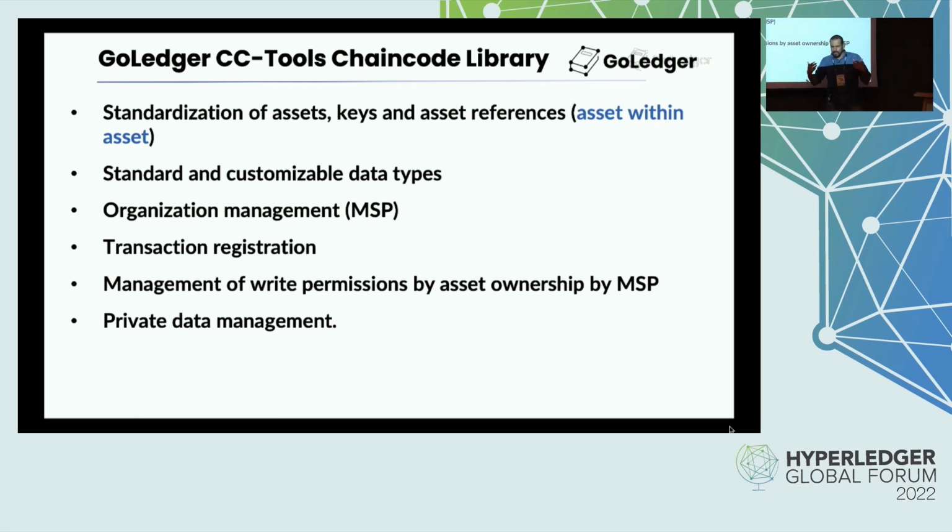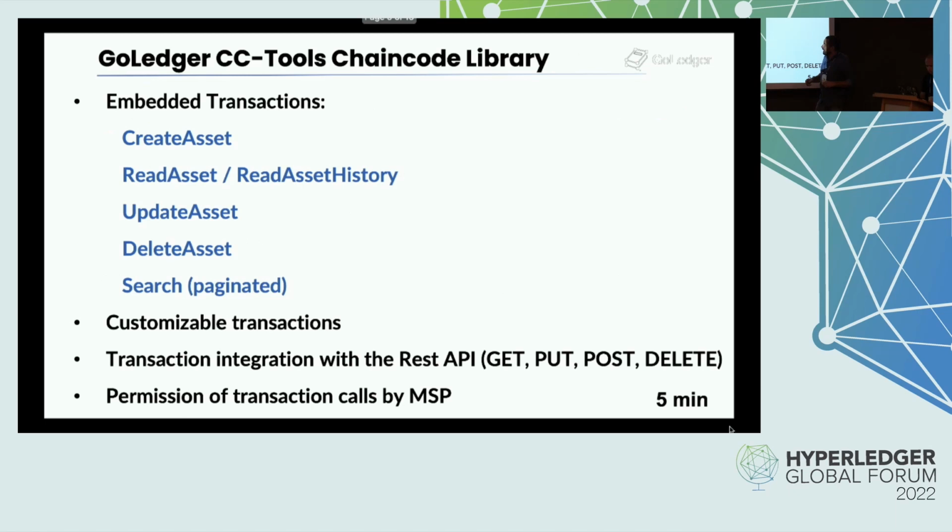And also management of the MSPs, as I said before, management of transactions, the right permissions for the assets, private data management, and all the PDCs, the private data collections. One thing that we provide is a group of transactions that are already available. If you use the GoLedger CC Tools library, you will be able to instantly use create asset, read asset history, update the asset, delete the asset, and search with pagination. You don't need to develop everything again. It's already there for you.